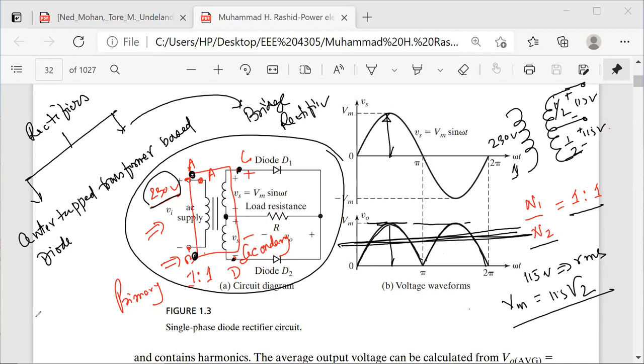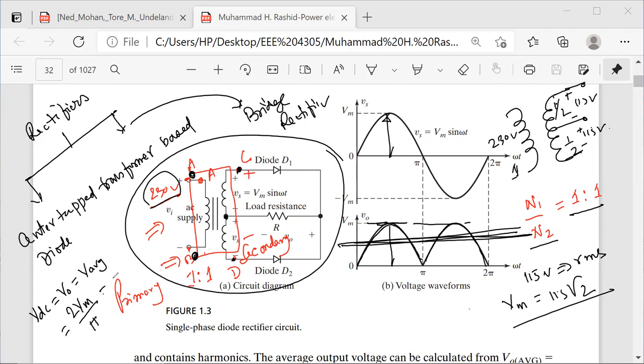We will have to divide it by pi. Yes, so VBC or V0, the DC value or V average, will be 2 VM by pi. This is for the full wave rectifier. For the half wave rectifier, it will be VM by pi.